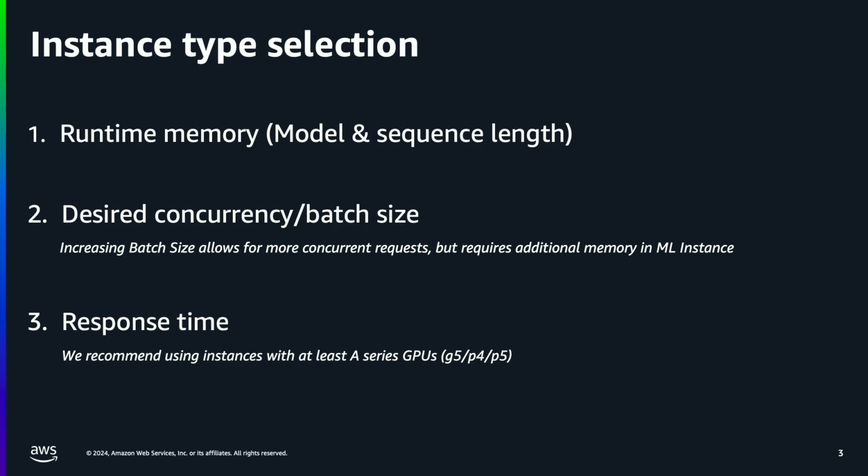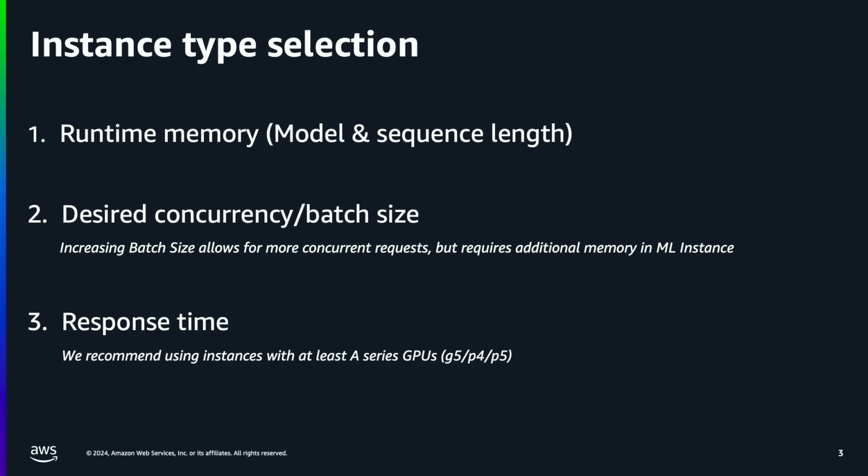Now, selecting an instance type is based on a few factors. The first and very important factor is the runtime memory, and that is dependent on the model size and the sequence length, which is basically the length of your inference request. And then it is also dependent on the number of concurrent requests that you get or you want to process at any point of time while you're running the inference. That means the desired concurrency, or we say batch size, which means batching multiple inference requests and processing them at the same time to get the best price performance.